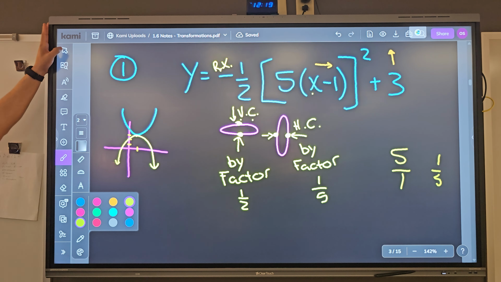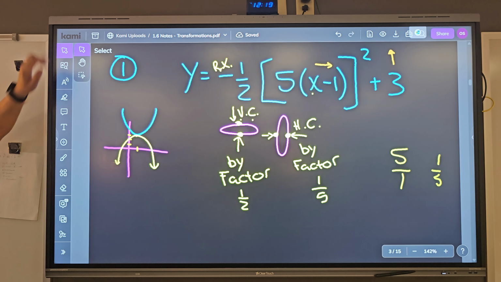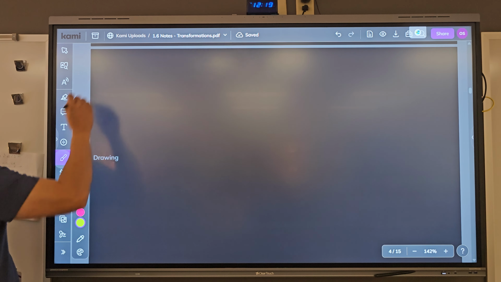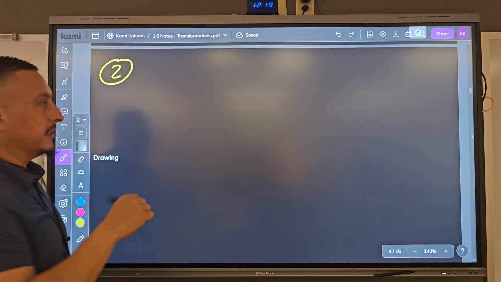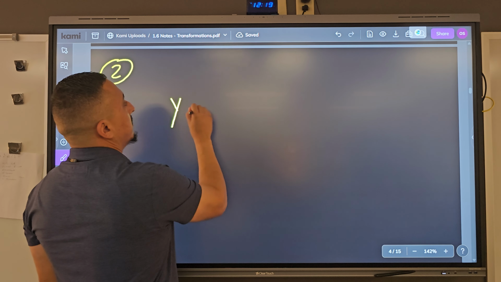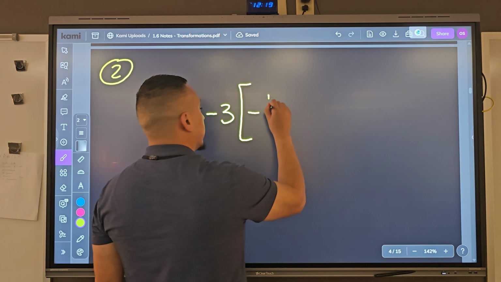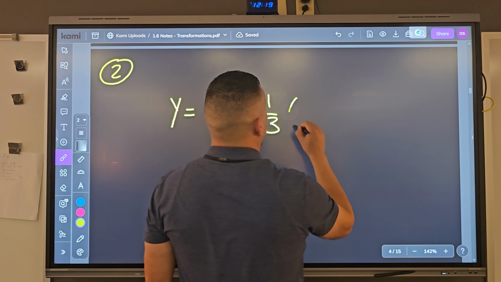All right, any questions right now? Okay, here we go. Number 2, I want you to try this one. I'm going to give you time to think about it. So this is y equals -3, 1/3.